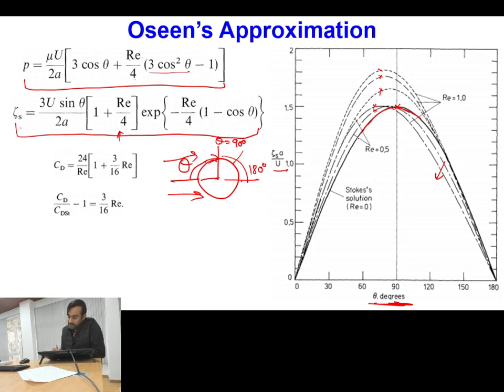in the upstream portion the value of surface vorticity is actually greater, and in the downstream direction below theta equal to 90 degrees, up to some portion the vorticity magnitude is higher, but after that the vorticity magnitude is lower. So it means that the use of inertia is nothing but makes our vorticity distribution, or in other sense velocity distribution or pressure distribution, asymmetric.